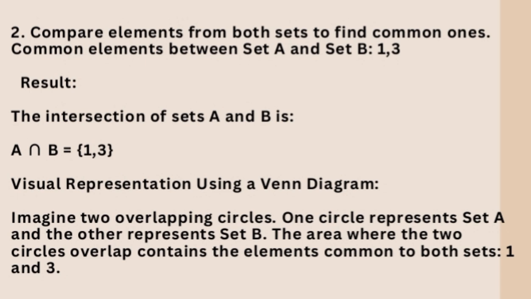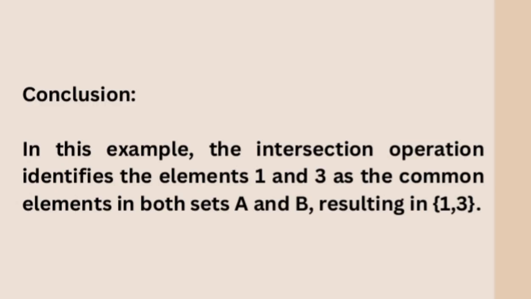So the result here: the intersection of sets A and B, A ∩ B, is equal to the set {1, 3}. The visual representation using a Venn diagram: imagine two overlapping circles. One circle represents set A and the other represents set B. The area where the two circles overlap contains the elements common to both sets, which are 1 and 3. Conclusion: in this example, the intersection operation identifies the elements 1 and 3 as the common elements in both sets A and B, resulting in the set {1, 3}.